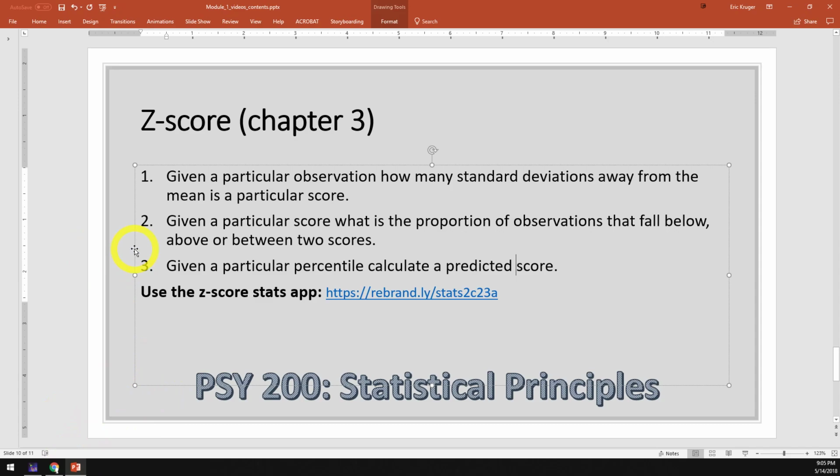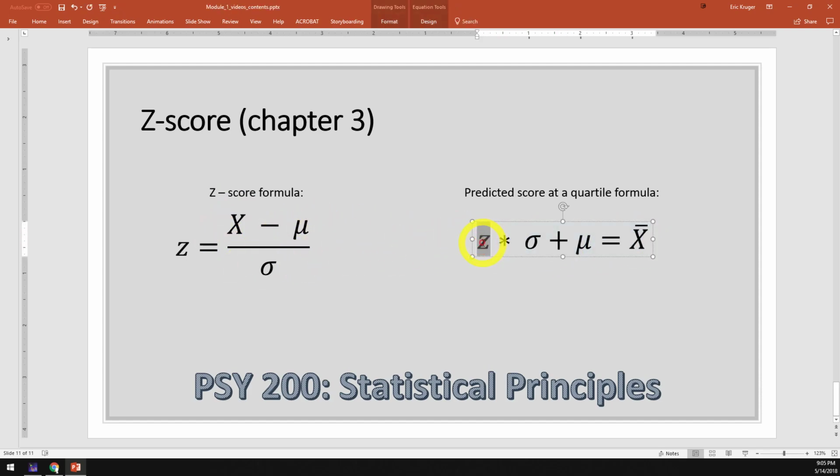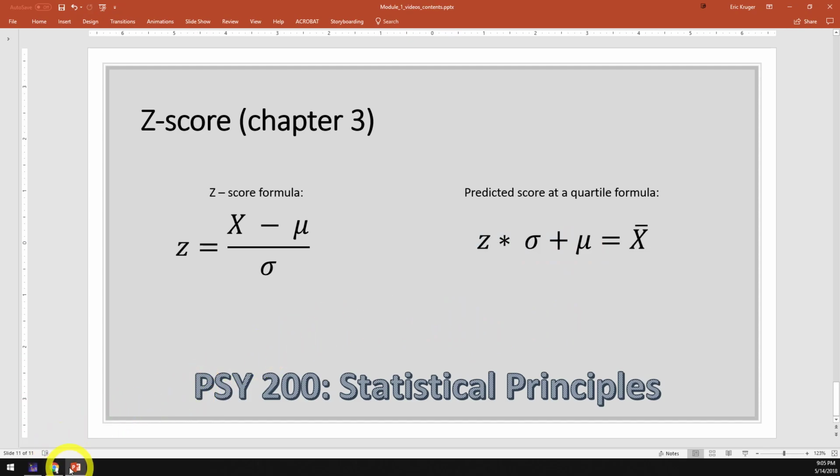So if we go back to our equations, we're going to ignore the equation on the left, because that is what gives us the z-score, and we're going to use the equation on the right. This is basically just another bit of algebra: you solve for x using the z-score times the standard deviation, plus the mean. So let's see how this actually comes about.